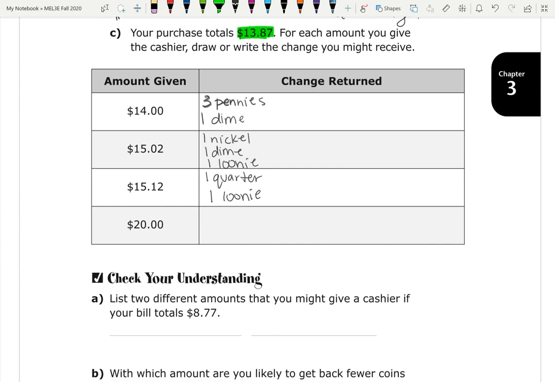And then $20. So counting up from 13.87, 3 pennies would give you 13.97, and then 1 dime would bring you to $14. And then 1 loonie would bring you to $15. And then 1 $5 bill would bring you to $20. Then 1 $10 bill would bring you to $20.